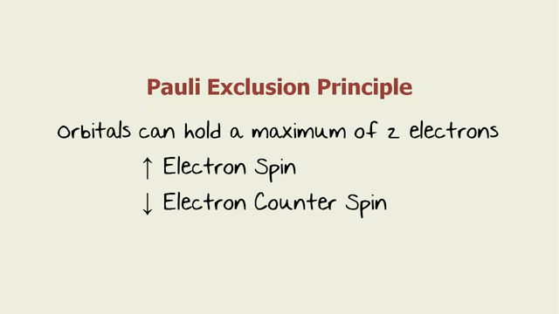We'll review by first taking a look at orbitals, and that's known as the Pauli exclusion principle. It says that an orbital can hold a maximum of 2 electrons, and we refer to those electrons as a spin and a counterspin.